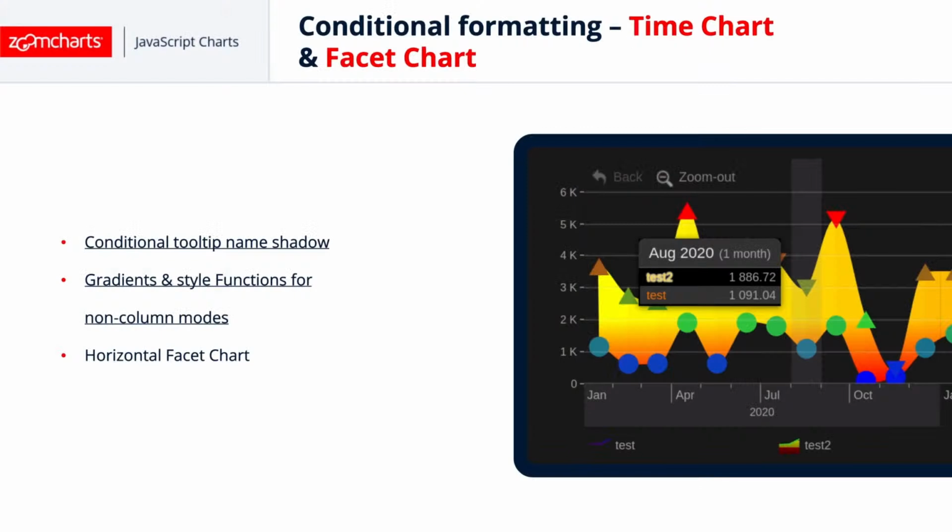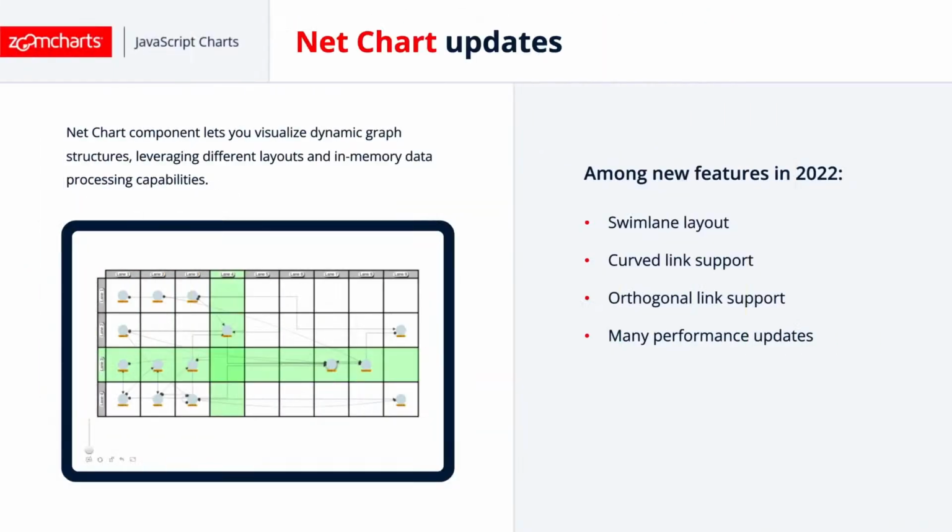So that's everything that we want to highlight with TimeChart and Facet Chart for now. Next, we want to highlight what we've done with our NetChart. And the big three here is the Swimlane layout and the new link support for curved links and orthogonal links. And these are some very exciting features, and they're very visual. So I want to go straight in and show you the example of what this is like in action and what this might be able to do for your visuals.